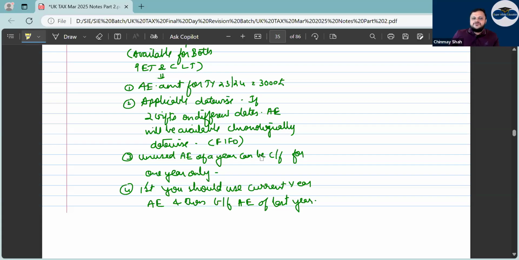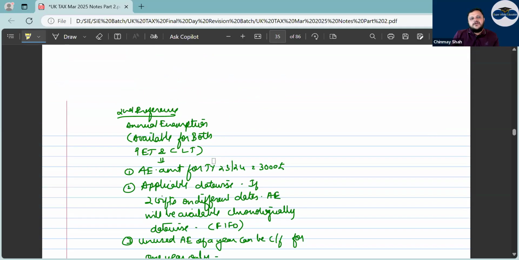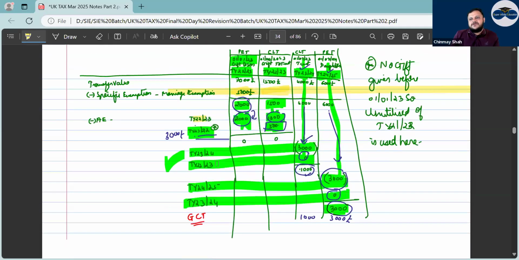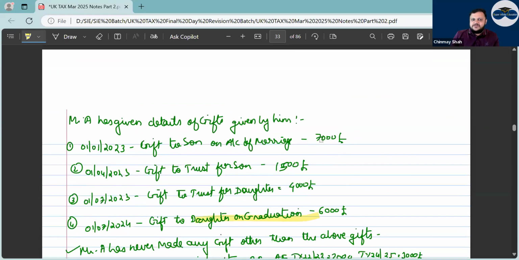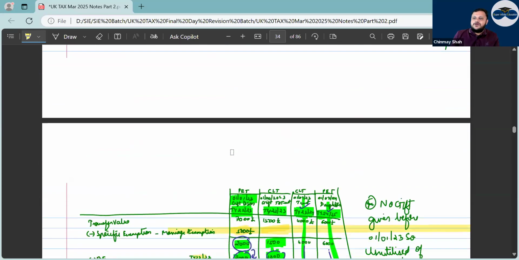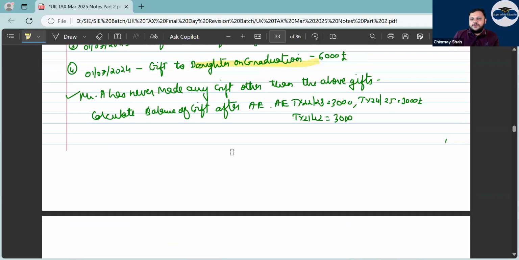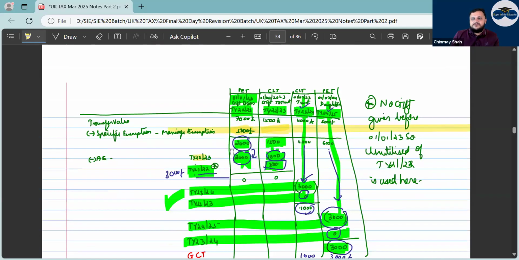FIFO. Unused AE of a year can be carried forward for 1 year only. First you should use current year AE and then brought forward AE. Now whenever there is a statement in the question that this is the first gift of that person's life, this 7000 is the first gift, let's say, so the gift before this and gift after this, or the year before this, the AE will be unutilized because this is the first gift that is given.